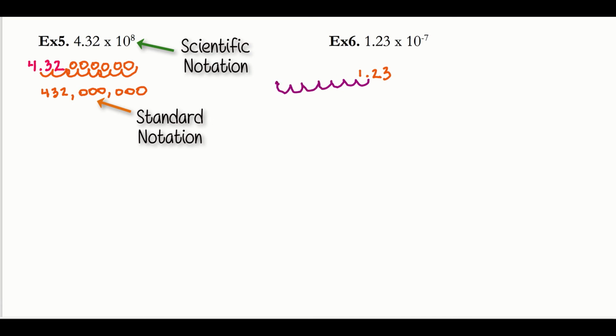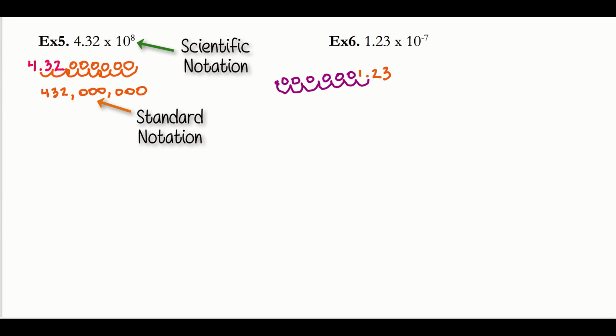And so my decimal is going to go right there, and then I'm going to fill in all of these zeros. So 6 zeros in front. Okay, so my number is 0.0000000123. That's standard notation. 1.23 times 10 to the negative 7th is scientific notation.